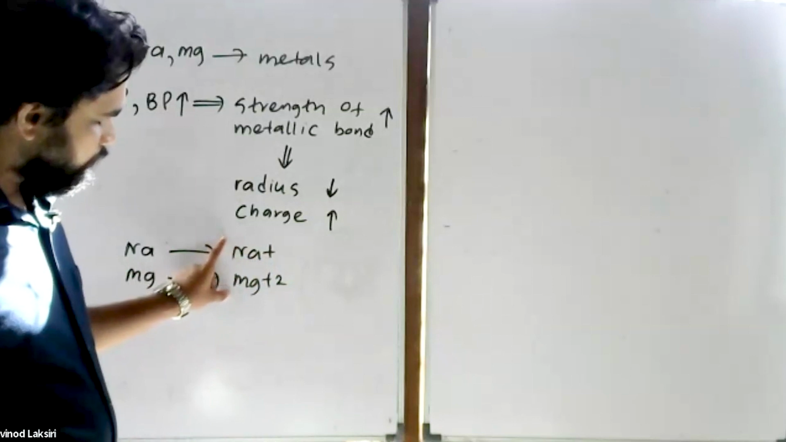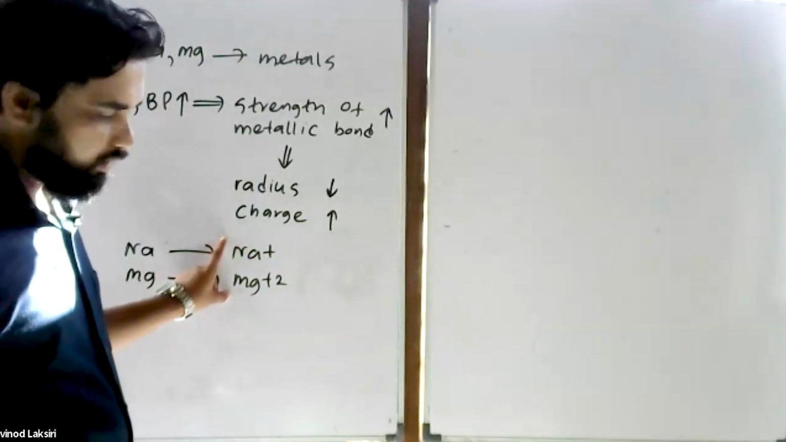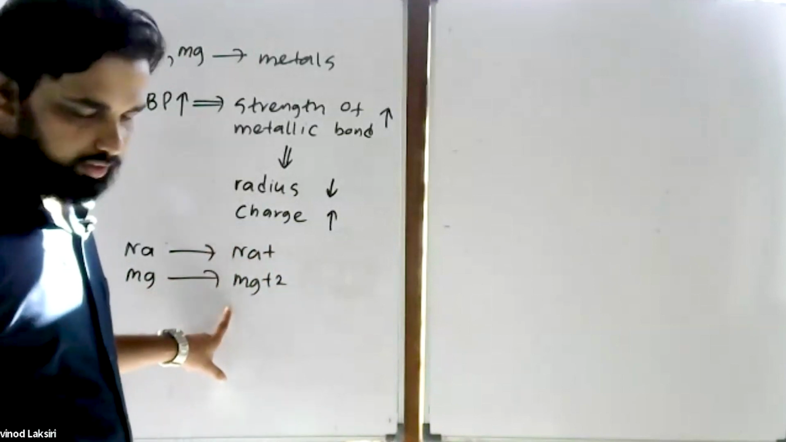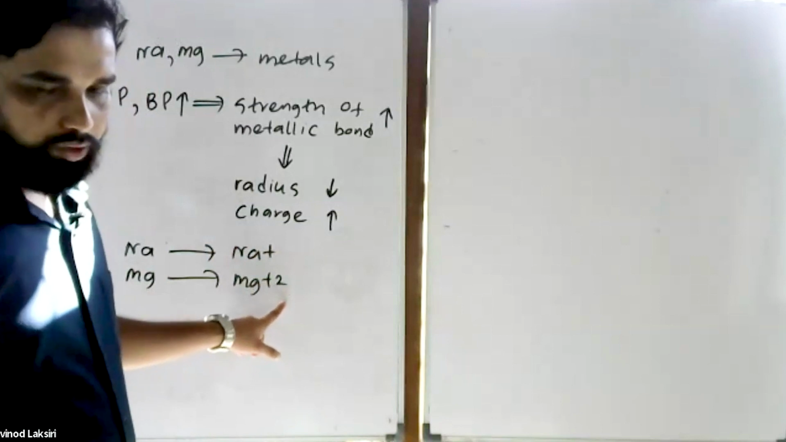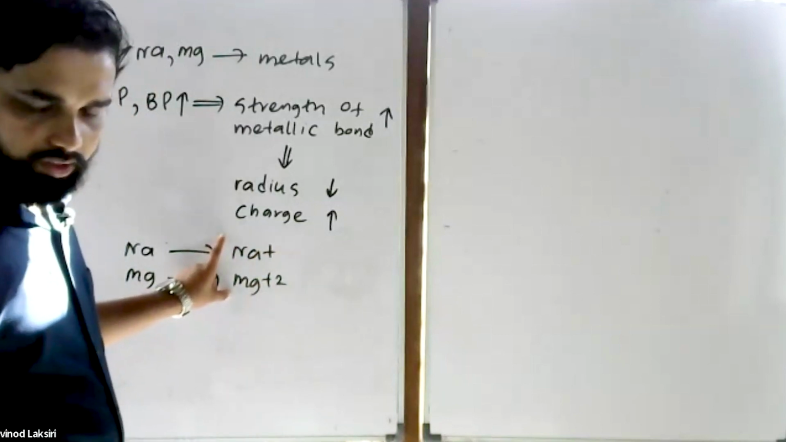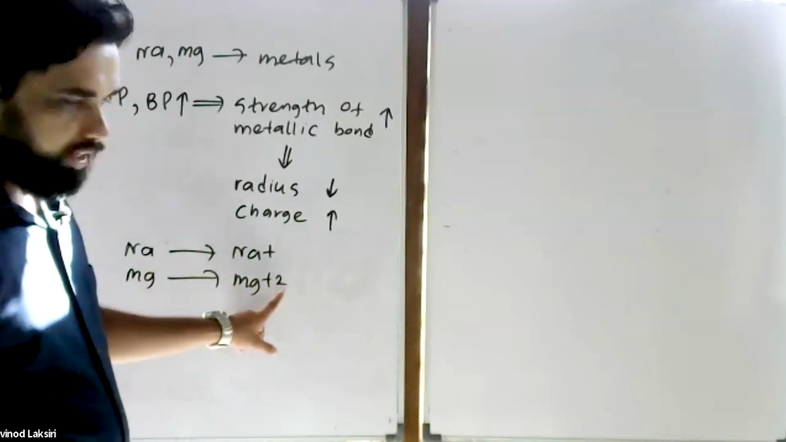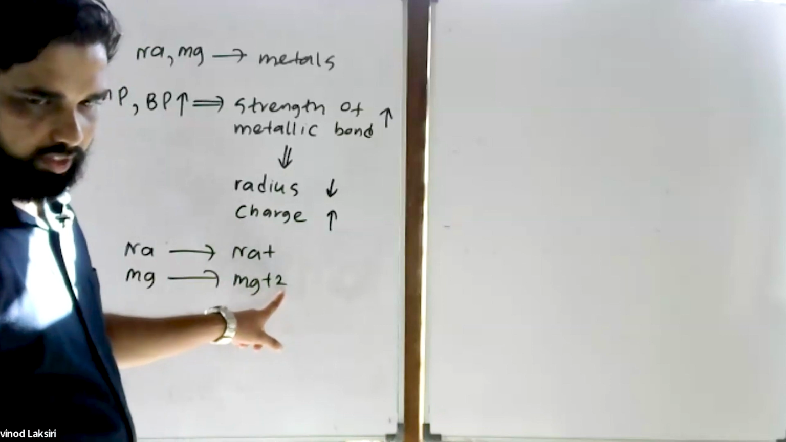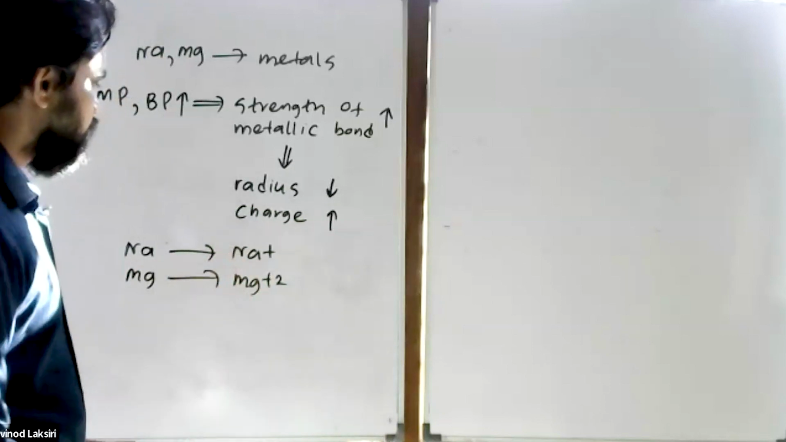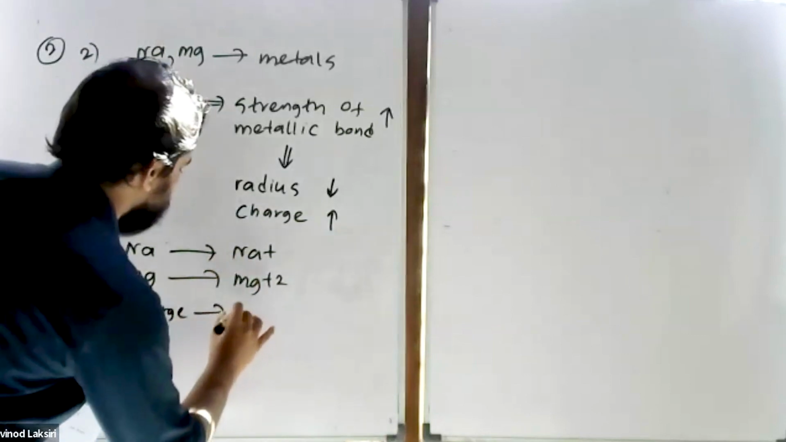When we compare sodium plus and magnesium plus 2, both are isoelectronic. Right? What is the meaning of isoelectronic? Both contain the same number of electrons. Both sodium plus and magnesium plus 2 contain 10 electrons. Therefore, isoelectronic. When isoelectronic species are considered, the species containing higher charge has lower radius.